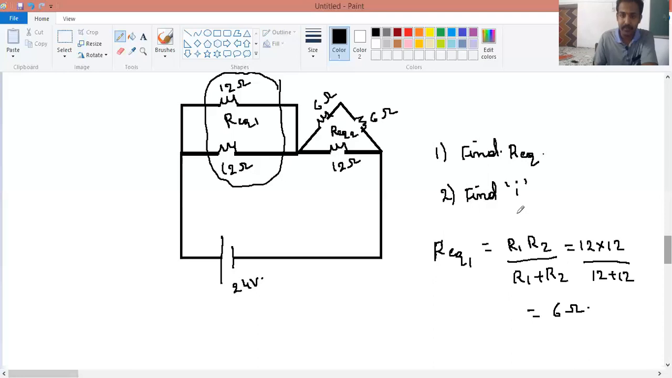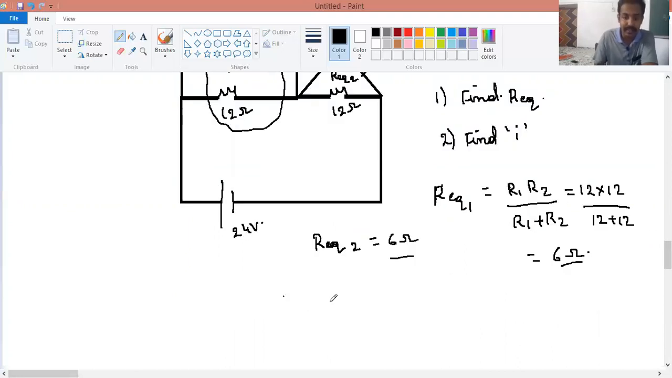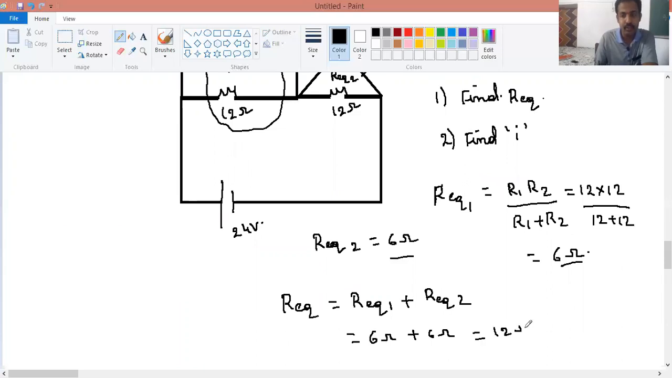In the same way, these two resistors, 6 and 6, are in series connection, giving 12, and 12 and 12 are again in parallel connection. So R equivalent 2 is also going to be 6 ohm. So R equivalent 1 and R equivalent 2 are in series connection. So the final R equivalent is R equivalent 1 plus R equivalent 2, which is 6 ohm plus 6 ohm, nothing but 12 ohm.